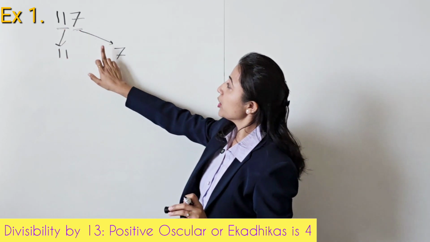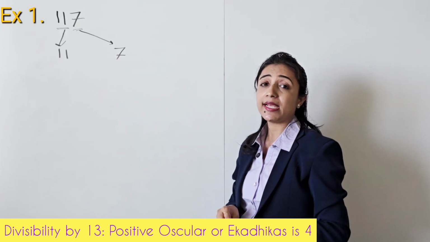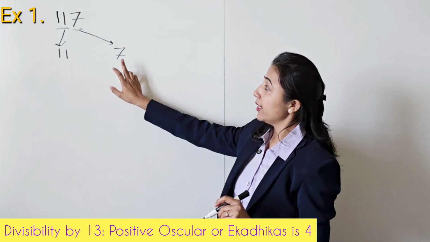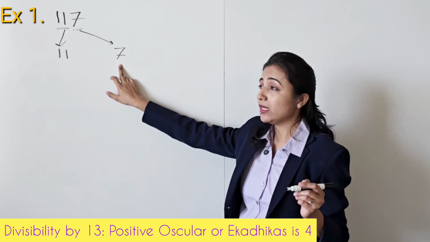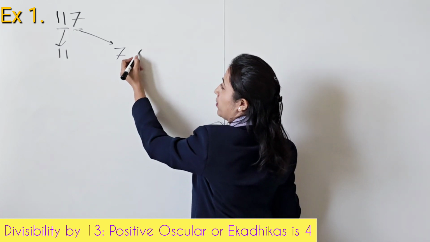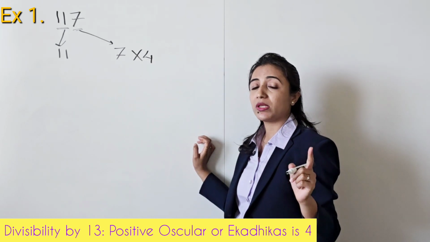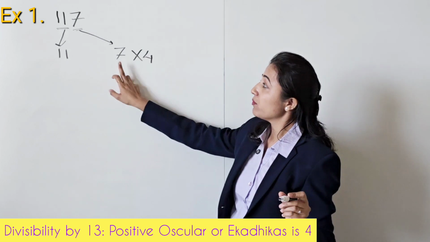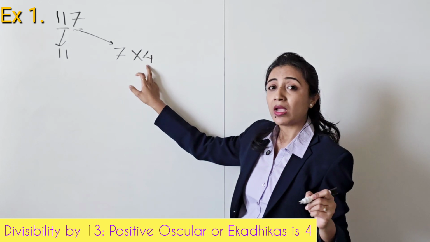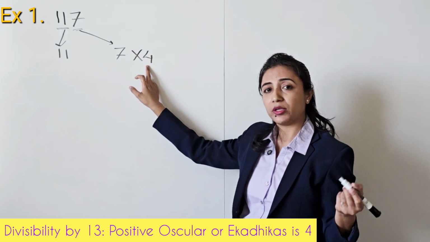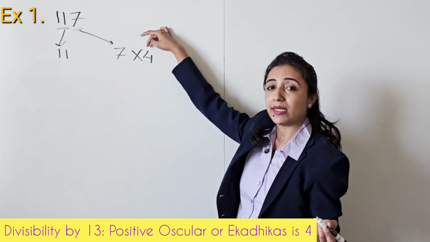Here, the last number you have to multiply by the oscillating number, or you can say the Ekadhika number. For 13, the oscillating number is 4. In the previous video we discussed the divisibility by 7, and that time the oscillating number was 5. And here we are taking oscillating number 4 because for 13 the oscillating number is 4. How to find the oscillating number, we are going to discuss in the coming video. So for the time being, just remember for 13 it is 4.